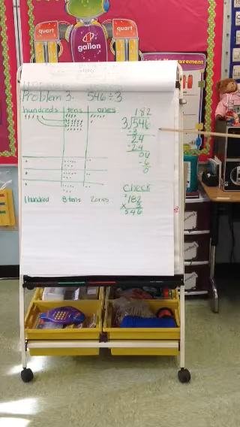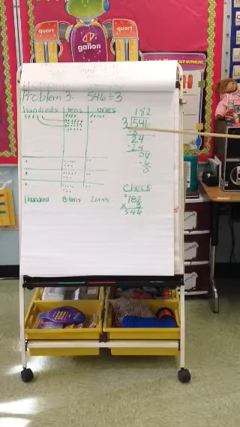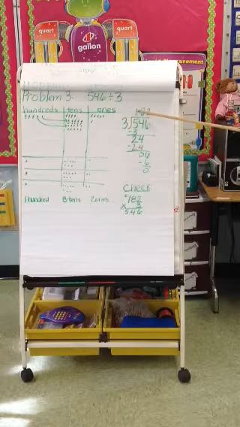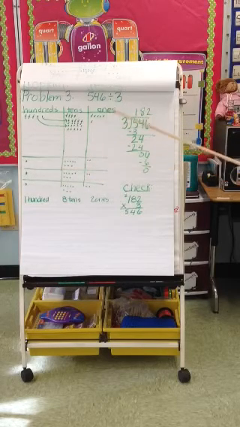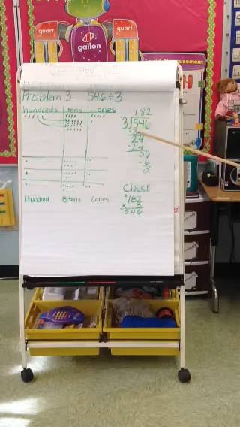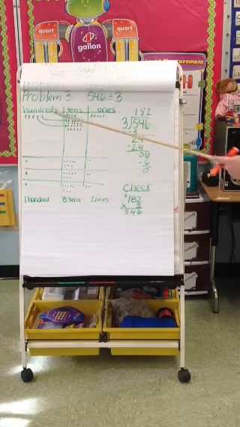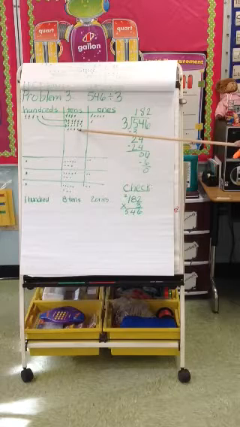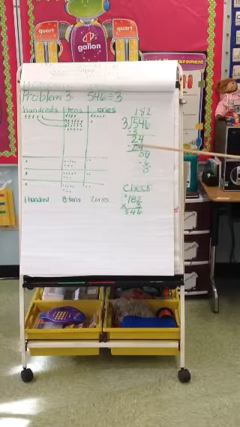Now, let's look at the standard algorithm. 546 divided by 3. 5 divided by 3 is 1 in each group. Well, that's what I have, 1 in each group. 1 times 3 is 3. 5 minus 3 is 2. Okay, I have 2 left over. They're going to become tens. So now I have 24 tens.